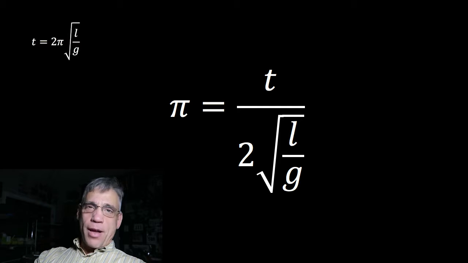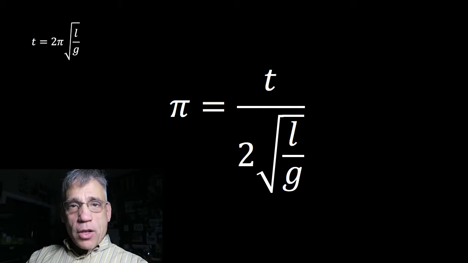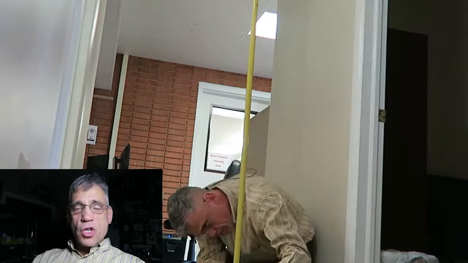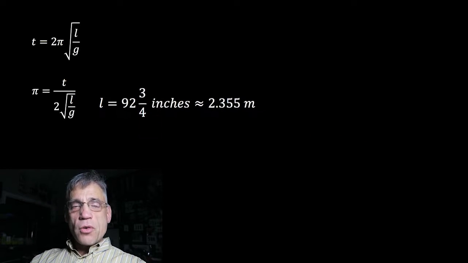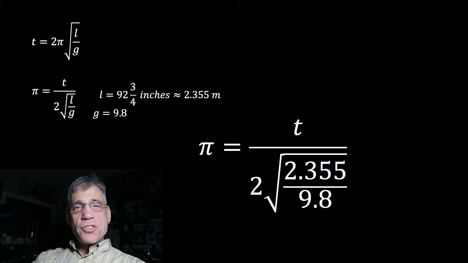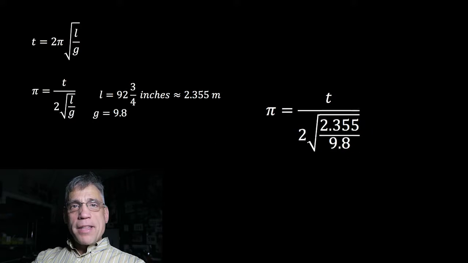9.8. So if you rearrange that formula, you can solve for pi, and pi becomes a function of time. And really you're left with a constant because the length of the pendulum is known, the gravitational constant is known, and thus you have pi is equal to time divided by this constant.